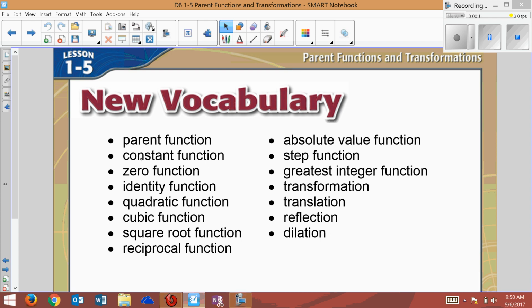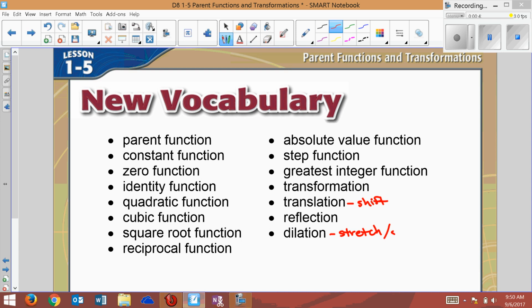Constant, zero, all these functions, we'll see how they appear and what they do. Finally, transformations are shifts, stretches, shrinks to graphs, okay? The vocabulary for that is translation, which means to shift. Reflection, obviously that one is reflect. Dilation, this would be a stretch or a shrink. And those are going to be the transformations we're looking at today.